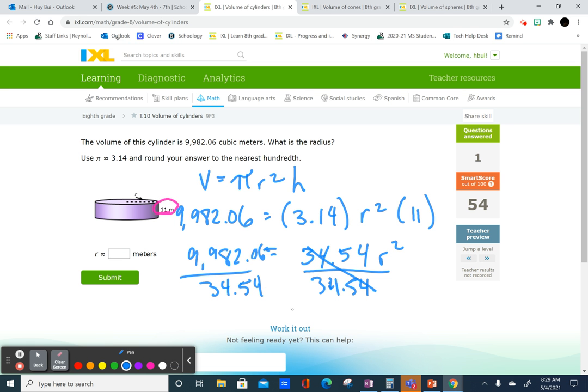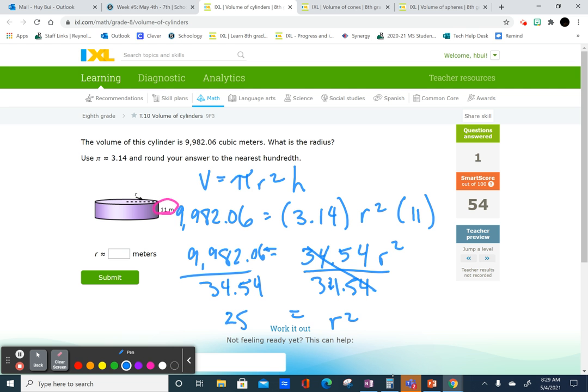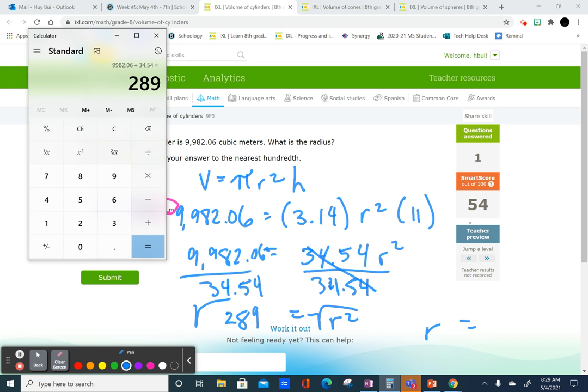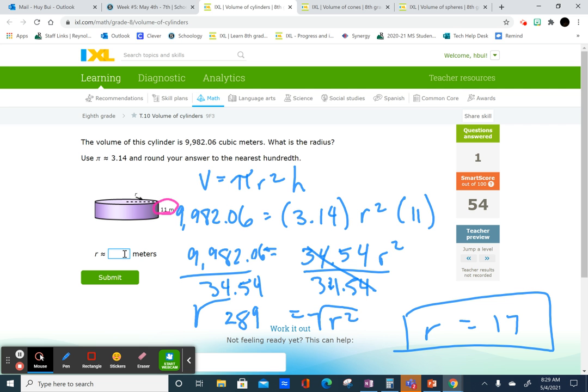So we can cancel that out on the right side, leaving us only r squared. And then we have 9982.06. Make sure we type that correctly. Yep. Divided by 34.54 gives 289. Now square root, so we can get r, because the square root cancels out the square. r equals the square root of 289, so r equals 17. All right, that sounds correct.